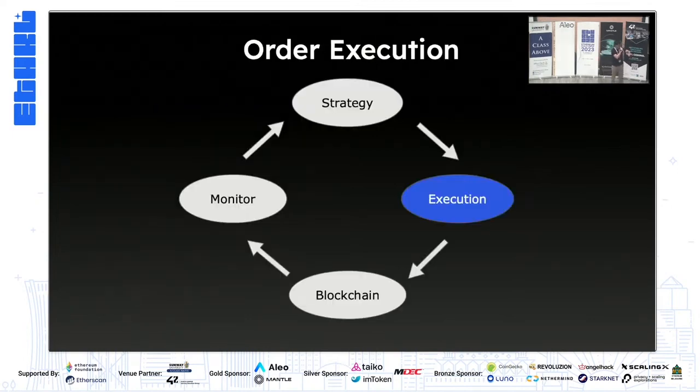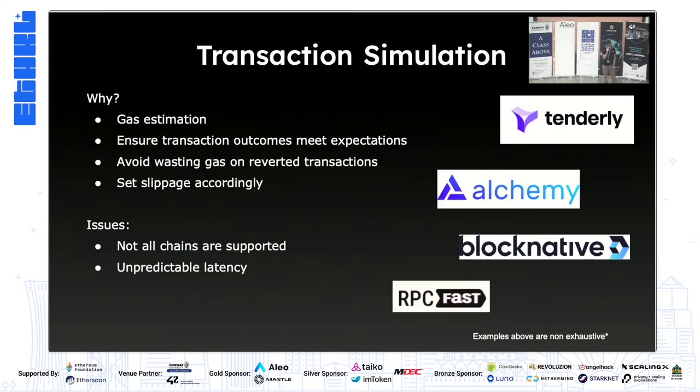Okay, so we've come to order execution, and there are a couple of things that you need to take care of when you're sending your transactions. The first one is transaction simulation. It might be a good idea to simulate your transactions before sending them on-chain. And how do you do it? It's not part of the Web3 APIs. It's actually a private service that's provided by these different providers here: Tenderly, Alchemy, BlockNative, RPC Fast, just to name a few.